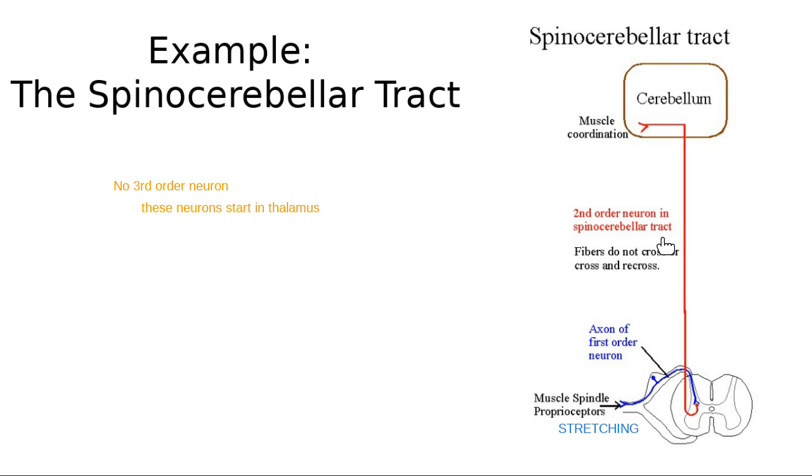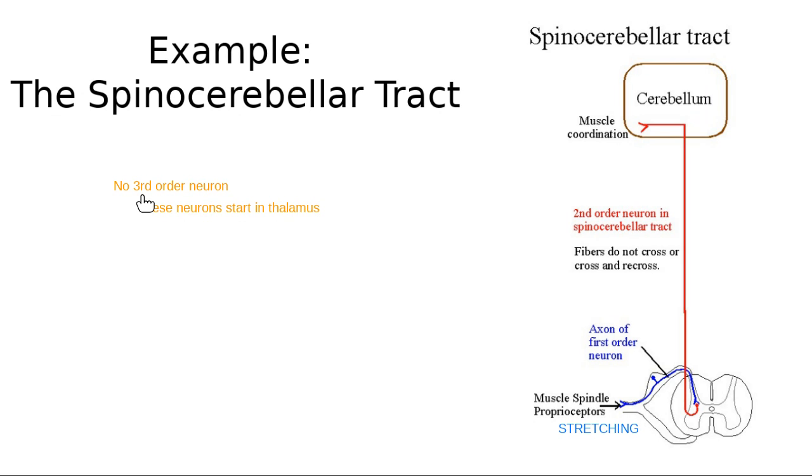This particular tract, the second order neuron doesn't go all the way up to the thalamus. The thalamus would be up here. The second order neuron goes to the cerebellum instead. It's still an ascending tract because we still go from the spinal cord up to the cerebellum, but I don't have a third order neuron like I normally do. So the spinocerebellar tract is an example of an ascending tract with just 2 neurons in it instead of 3.